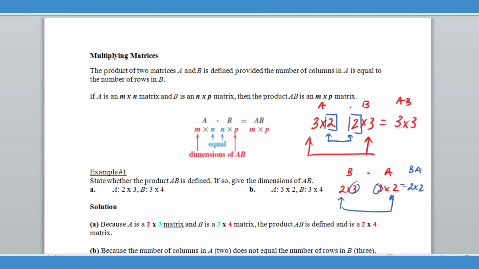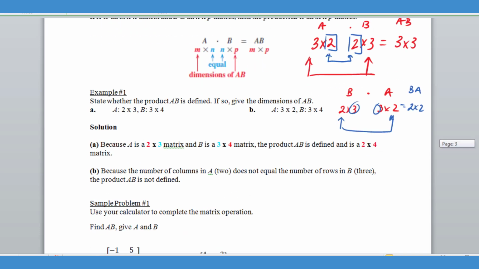So right off the bat, you should be starting to identify that the order in which you multiply matrices is extremely important. Be sure to not assume that you can just put them in any order and make the multiplication happen. So that's a very first important process and concept for you to understand.